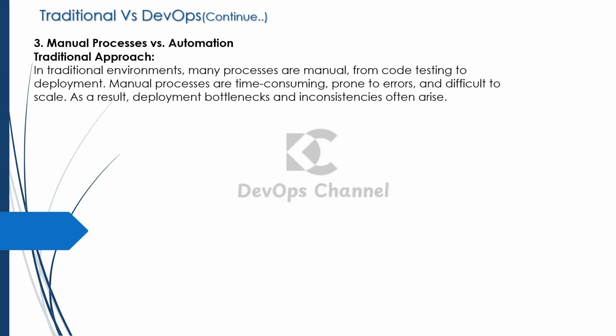So the first one is manual process. Everything is manual in the traditional approach, from code testing to deployment. They are time consuming, prone to errors, and difficult to scale. Basically, deployment bottlenecks and inconsistencies often arise while doing it manually.